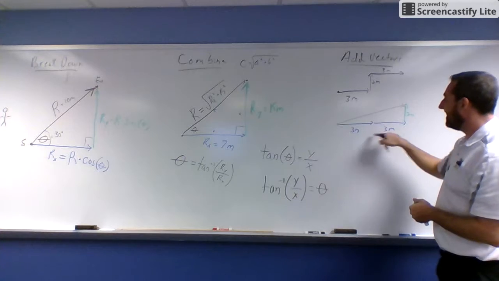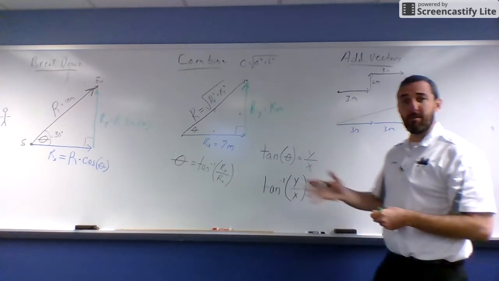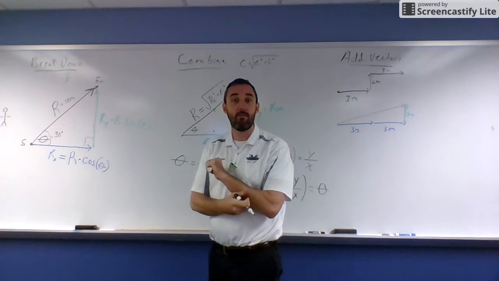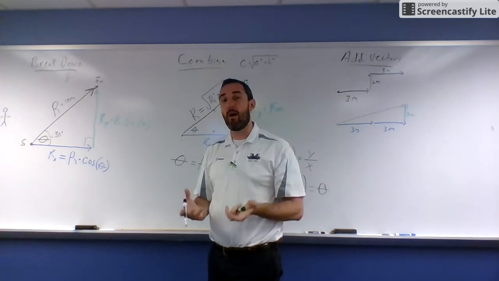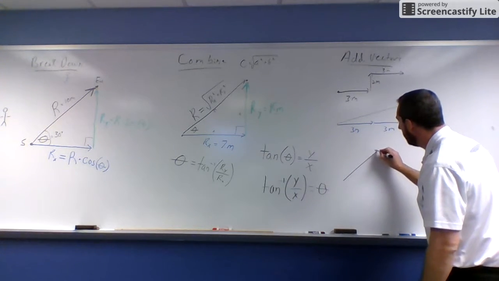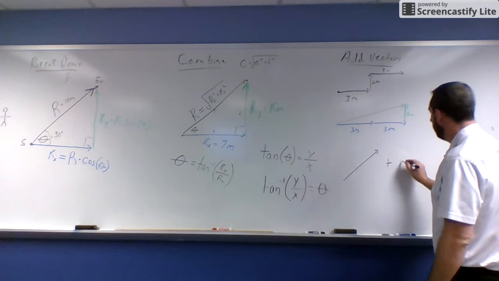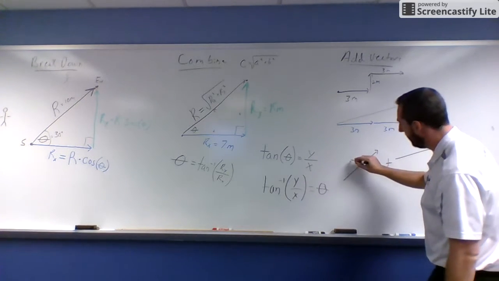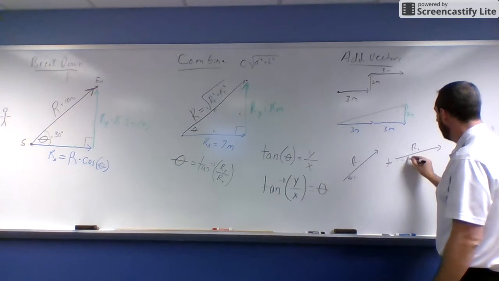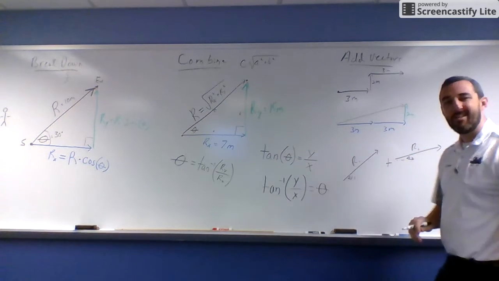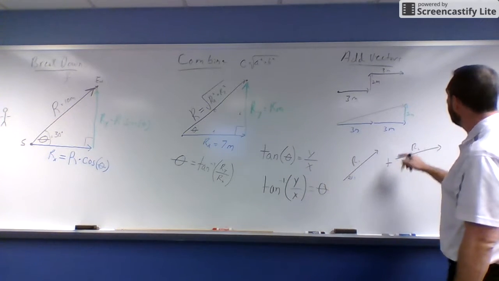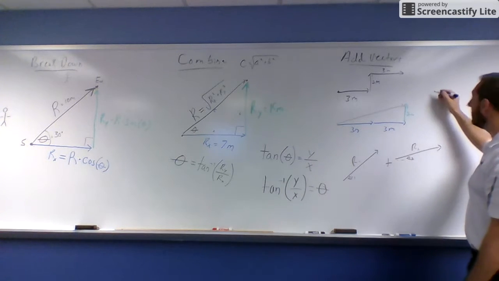Now I can add these two right in a row. If I walk 3 meters east and then another 3 meters east, I've walked 6 meters east. That's pretty straightforward. The problem we run into is, if you were to add this vector plus this vector, so we'll call this R1, theta 1, and R2, theta 2, that becomes a little bit tougher. So first thing we're going to do is try to put these together in a pattern that's a little bit easier to see.